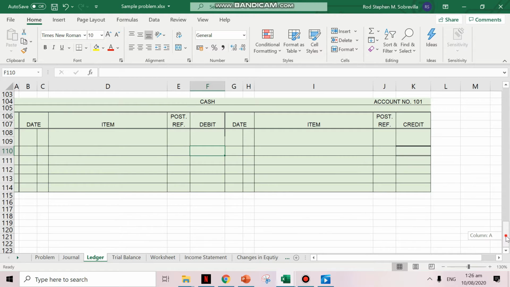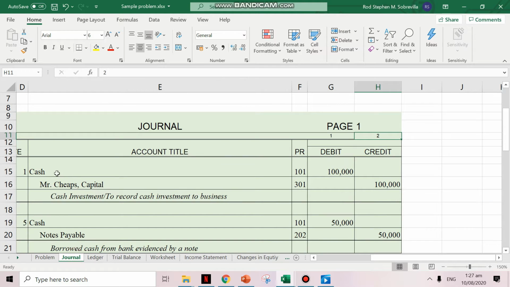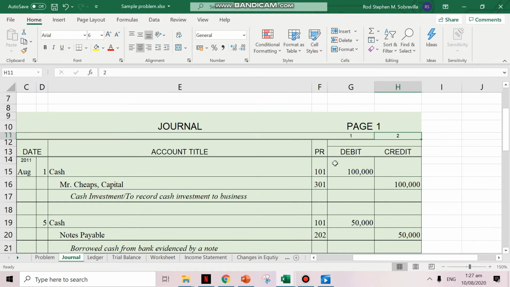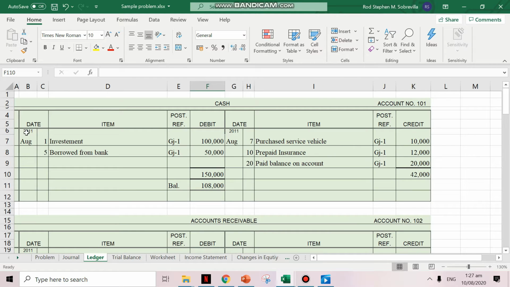So, let's start with the posting na. Una natin ipopost, ito yung una natin ipopost. So, meron tayong debit sa cash for the amount of 100,000. Una, ilagay ulit is yung year, yung month, tas yung date. Ito, mas simple na, description. Investment. Oh, sorry.